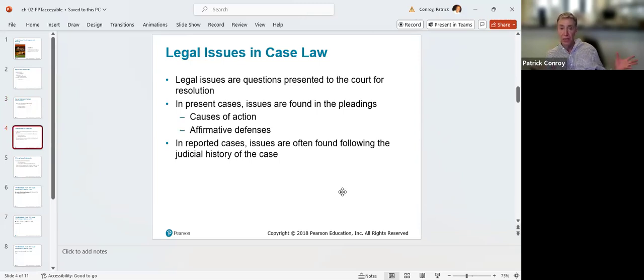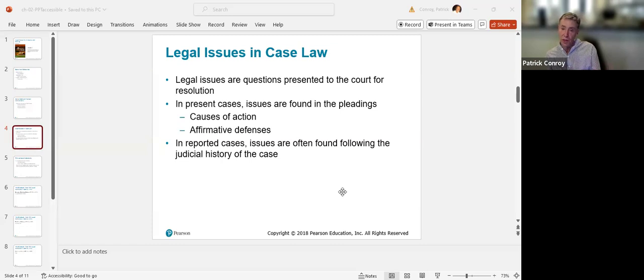Now, legal issues are presented to the court for resolution. So those are often found in the pleadings. If you took a litigation class, we did a little bit on pleadings. And they would have your causes of action and any affirmative defenses. One side would put the cause of action, the other would put the affirmative defenses.